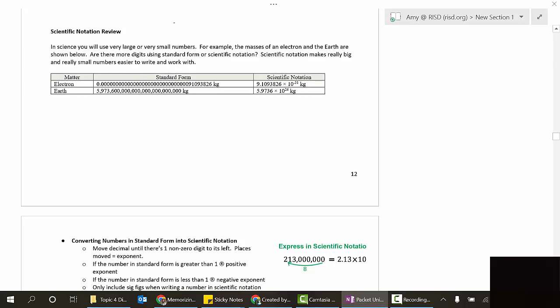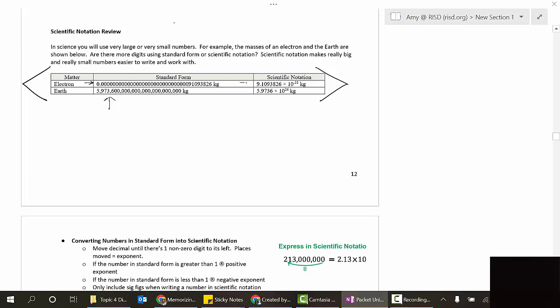So in science, we have a lot of really big and really small numbers. For example, these two numbers here are kind of awkward to work with in their standard form. Like the mass of an electron, that is so super tiny that it's got all those zeros there. That number is really awkward to look at and really understand. Also, if you tried to do a calculation with it, you're probably going to mess up the number of zeros. Like, we're human, we make mistakes, that's not cool.